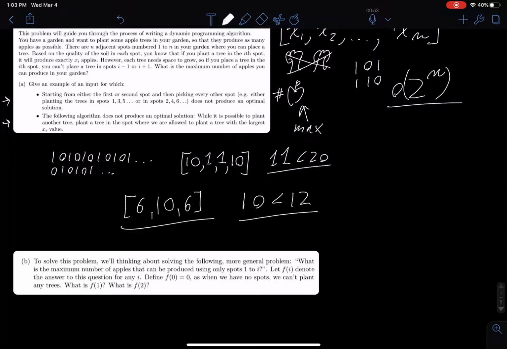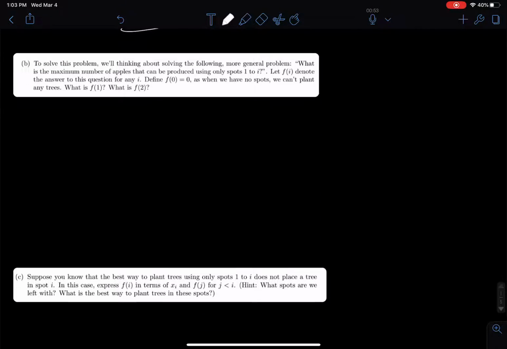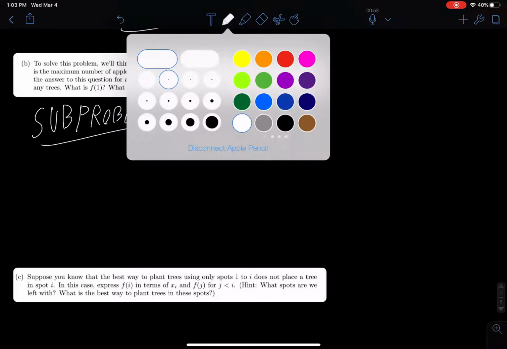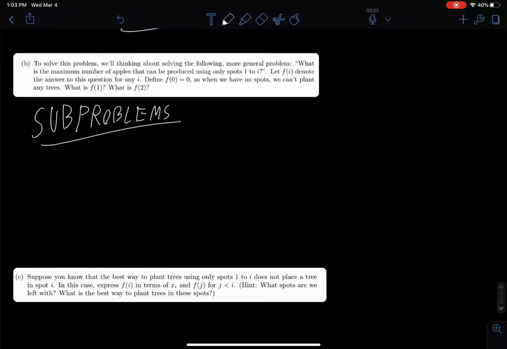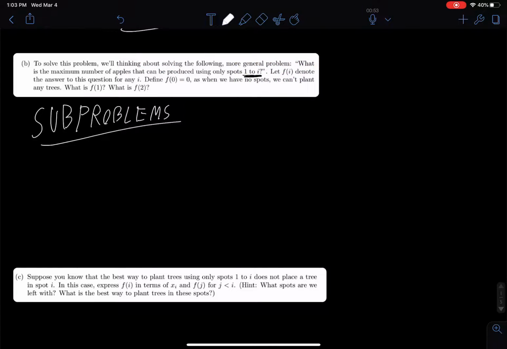So now we will go about determining the optimal algorithm. We'll begin with the idea, which is a very key one, of subproblems, which are at the heart of DP. Here, our subproblems are just going to be the maximum number of apples using only spots 1 through i. This is the key point. We're restricting the scope of our problem.